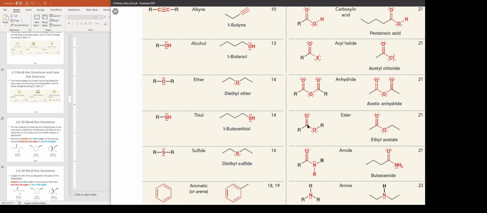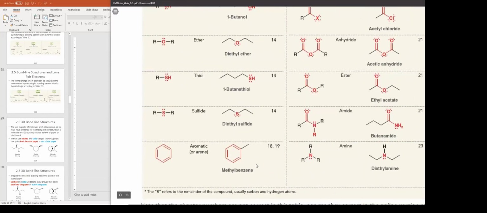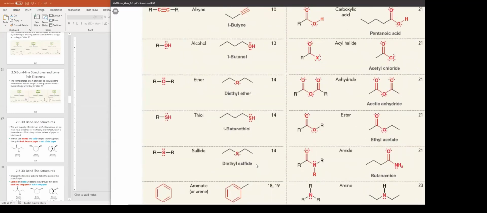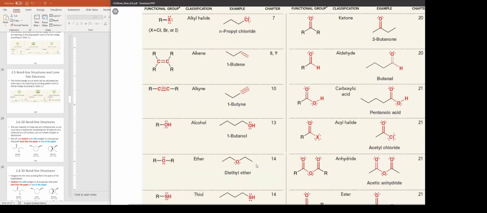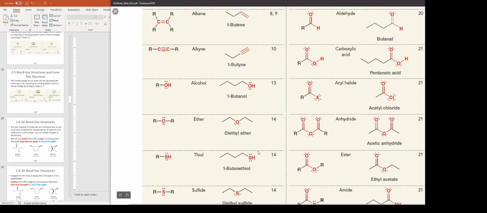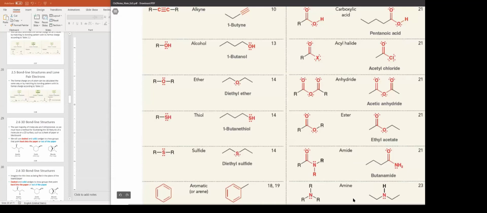So your job is that you need to be able to recognize all of these functional groups and name them. Be very careful, again, not to mix up alcohols and carboxylic acids, ethers and esters, amides and amines. Those are the easiest ones to mix up. Because again, amide, ester, and carboxylic acid all have a carbon-oxygen double bond.